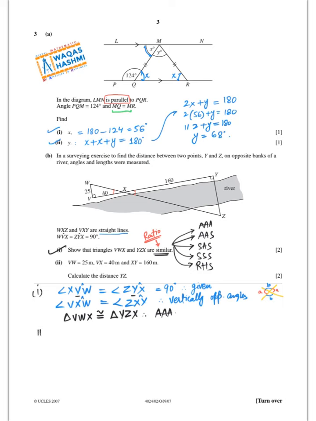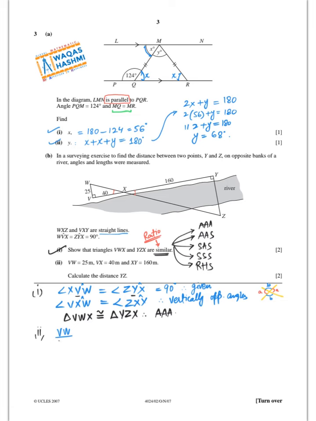After that, for the second part, it says that VW is equal to 25, VX is 40, and XY is 160. Calculate the distance YZ. Now you have proved that the triangles are similar, so you need to focus on the ratio, right? And how are you going to do that? It's very simple. If we pick the first two, VW on the left side, you need to pick the first two on the right side as well, whatever is written in your question.